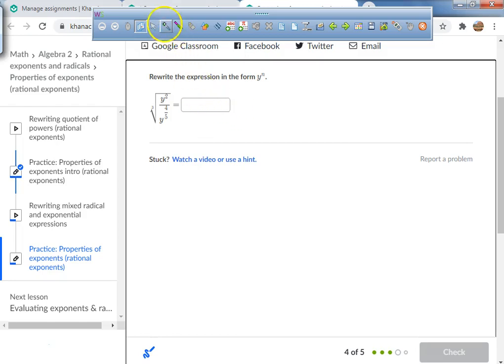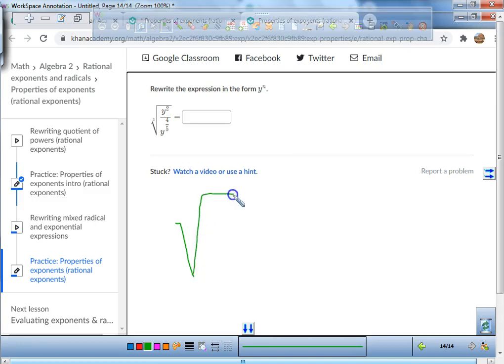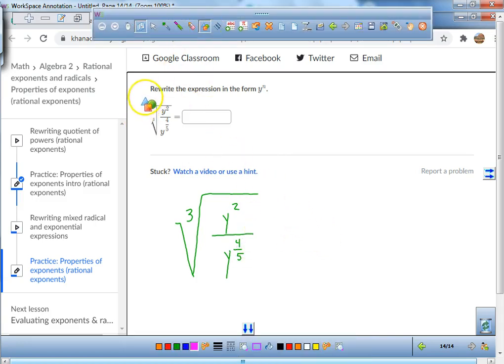2 more problems. Now, it's hard to see, but does everybody see that we got a big old radical right here? But what's in the index? It's kind of hard to see up there. It's actually a 3, so put a 3 there. All right? Then right here, you're going to put y squared, and you're going to put y to the power of 4 over 5. So very nice and neat in your journal. I need you to carefully rewrite that expression.